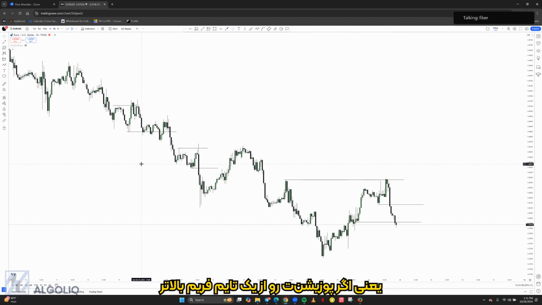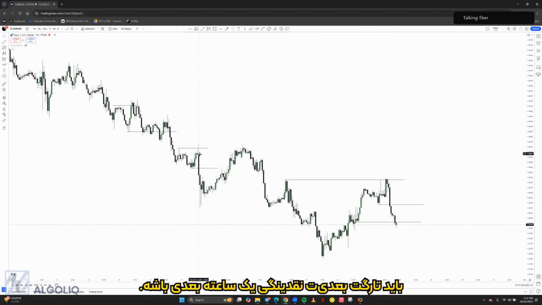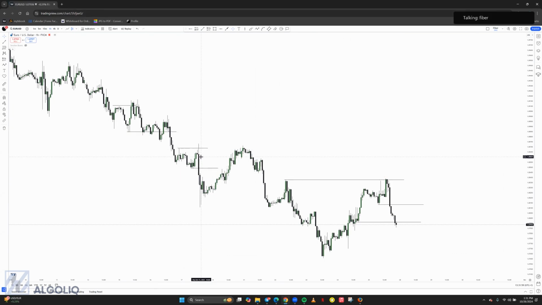If you take your position from a higher time frame liquidity like 1 hour or 15 minutes, you target the next 1 hour liquidity.